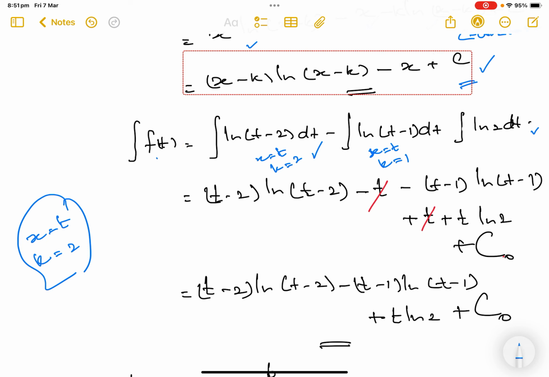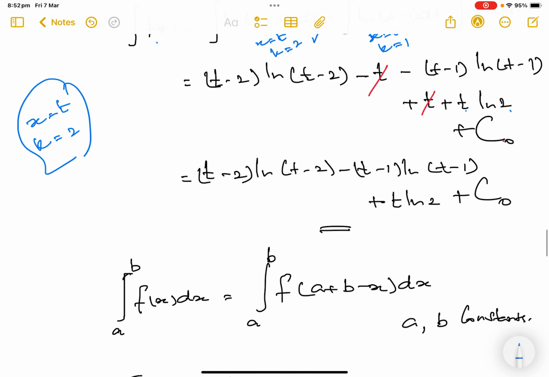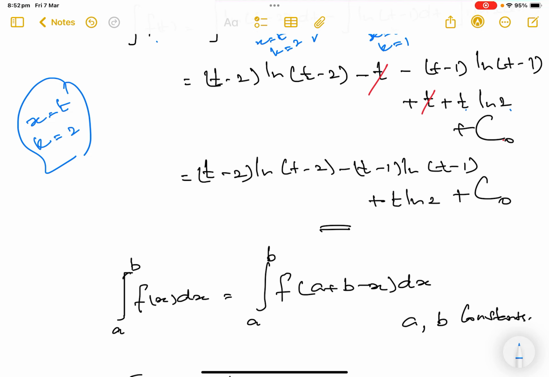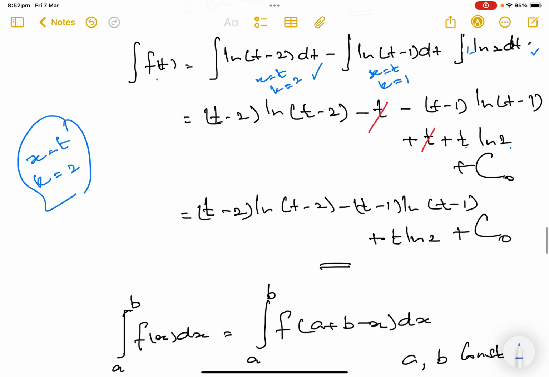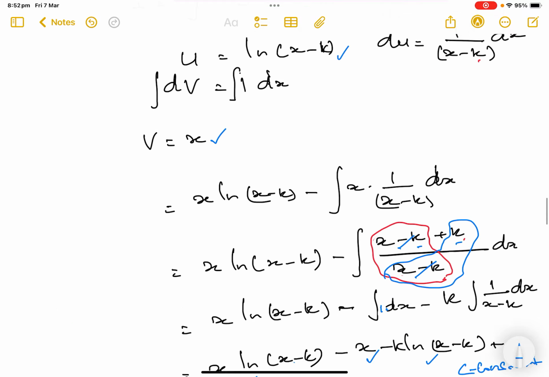Plus, ln 2 is a constant, so in other words, the integral of ln 2 is just ln 2 times 1, and the integration of 1 with respect to t is t. So t ln 2, and c is a big constant, right? Okay, now here minus t plus t cancel out. So what we have is (t minus 2) ln(t minus 2) minus (t minus 1) ln(t minus 1) plus t ln 2 plus c. That is the integral of f(t). That is done.